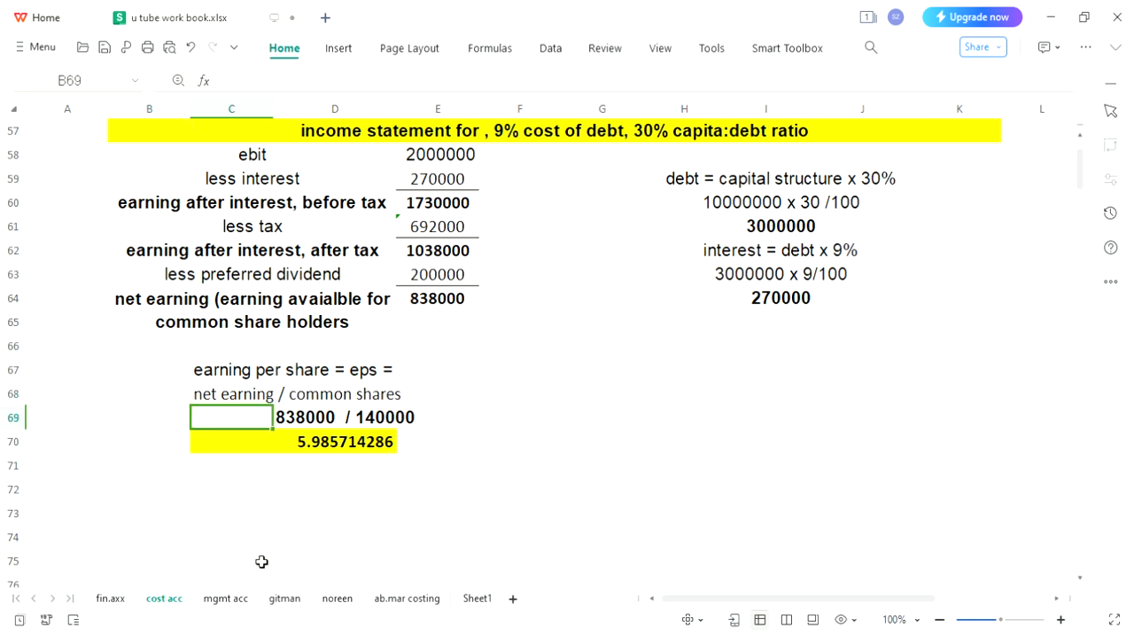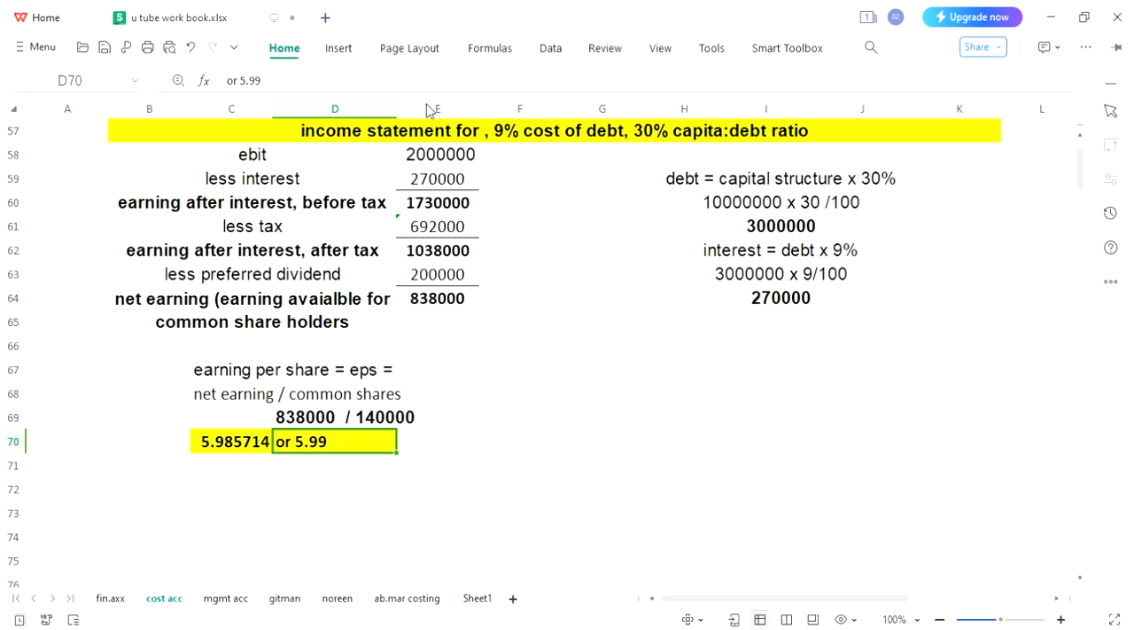So as you know, we have calculated over here. It should be here, and here you can write it, 5.99. So in this way, our third income statement has been completed. Let's mark it as done.